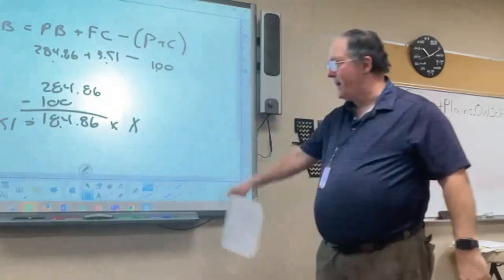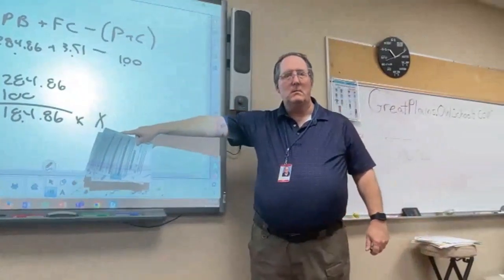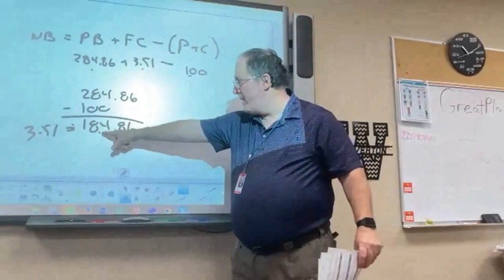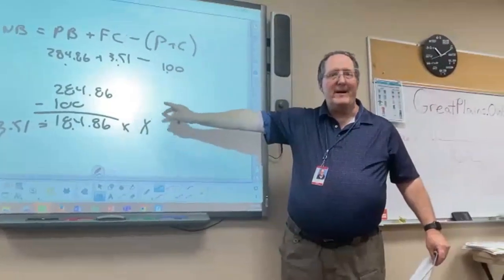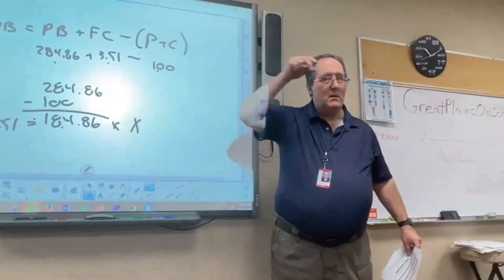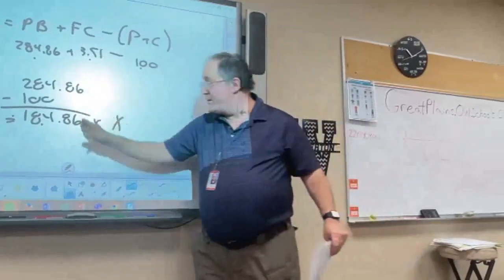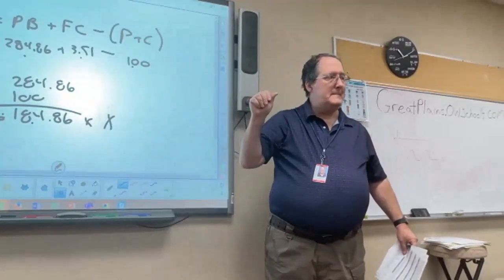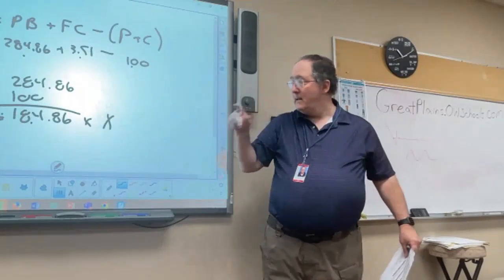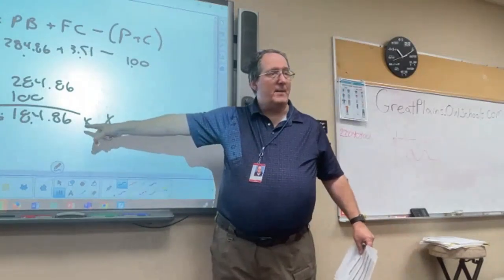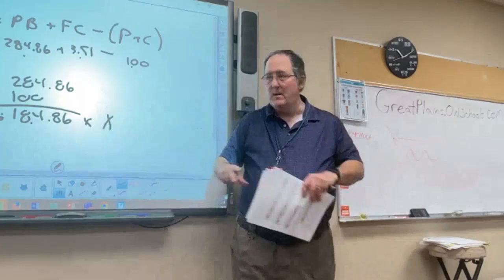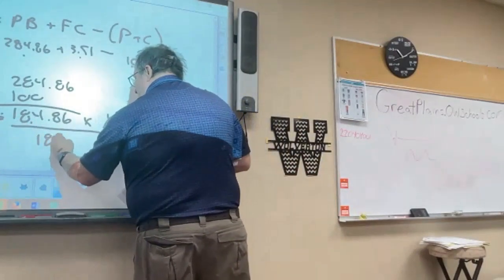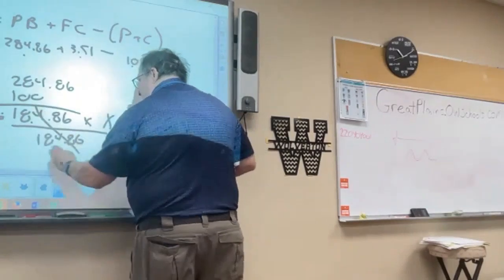Okay, so how do we get X by itself? Finance charge is equal to unpaid balance times periodic rate. Now how do we move this to the other side? Well, this is multiplication, right? What's the opposite of multiplication? Divide. So divide both sides by 184.86. These cancel out.